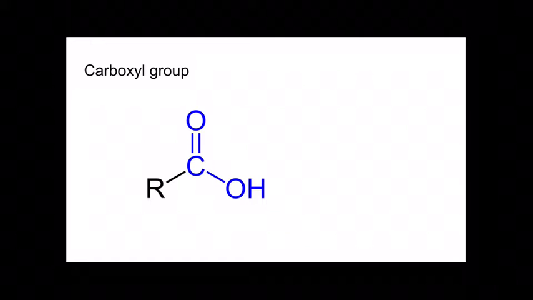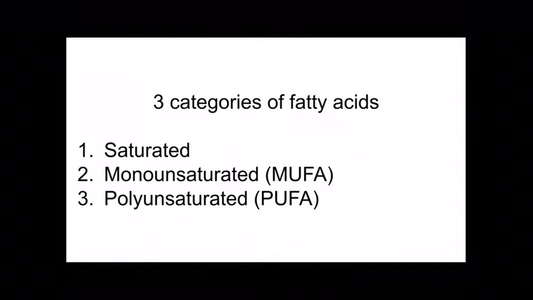What's in blue here is the carboxyl group, the carbon, 2 oxygens, and hydrogen. And then what they're showing as an R is whatever that carboxyl group is attached to. In an amino acid, that R would be the central carbon of the amino acid. In a fatty acid, the carboxyl group attaches to one end of a chain of carbons. That chain of carbons can look a little different depending on what type of fatty acid it is.